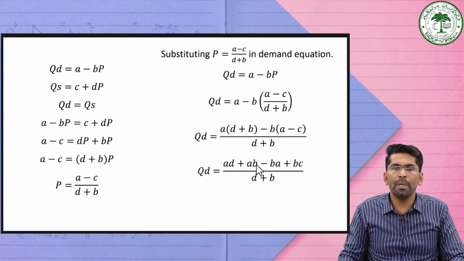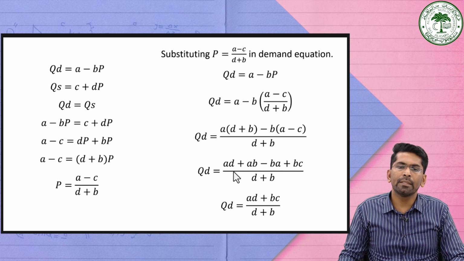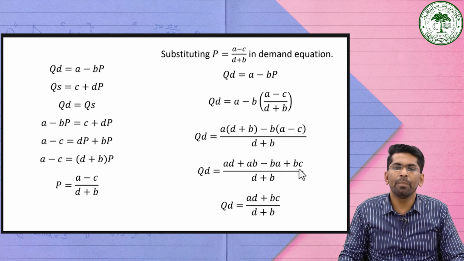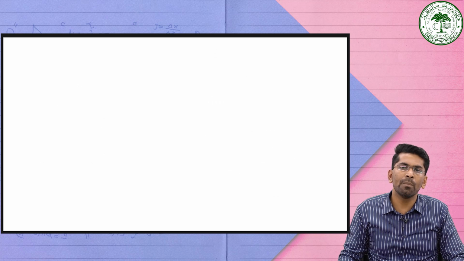So here AB and BA cancel out. Here it is plus sign, here it is minus sign, so these two terms will be cancelled out, and what is remaining? It is AD plus BC divided by the denominator D plus B. So this is representing the market equilibrium quantity.